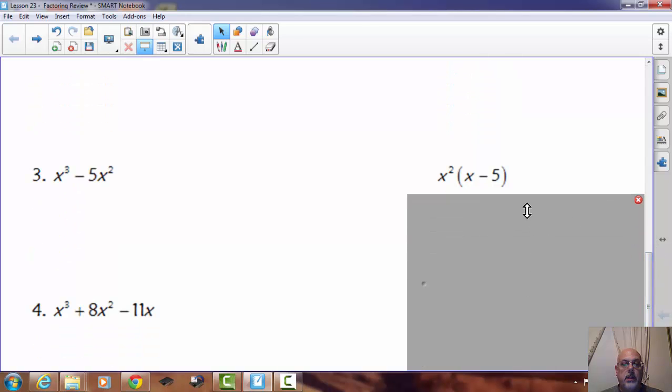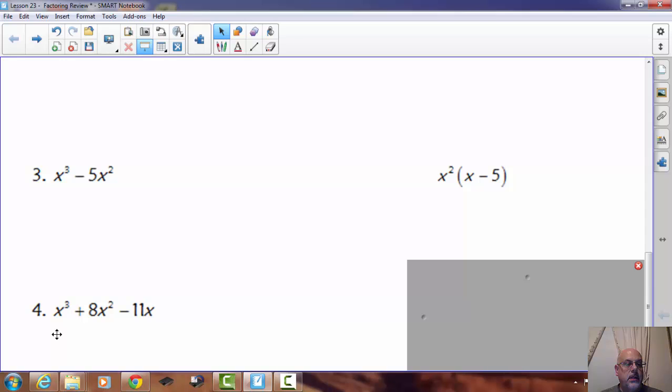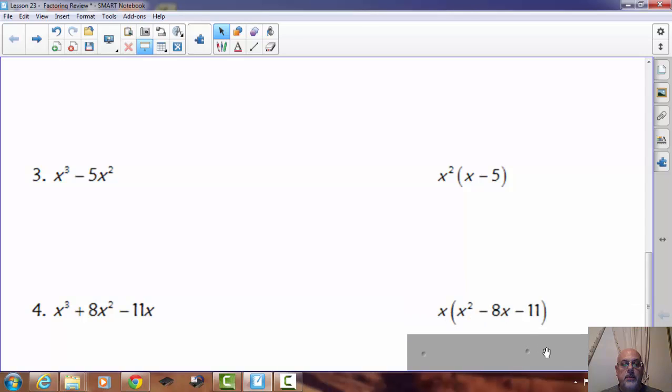And on the last one, the greatest common factor here is simply x, because each of the 3 terms in this trinomial has an x in it. So when you factor out the x, it leaves you with x squared plus 8x minus 11.